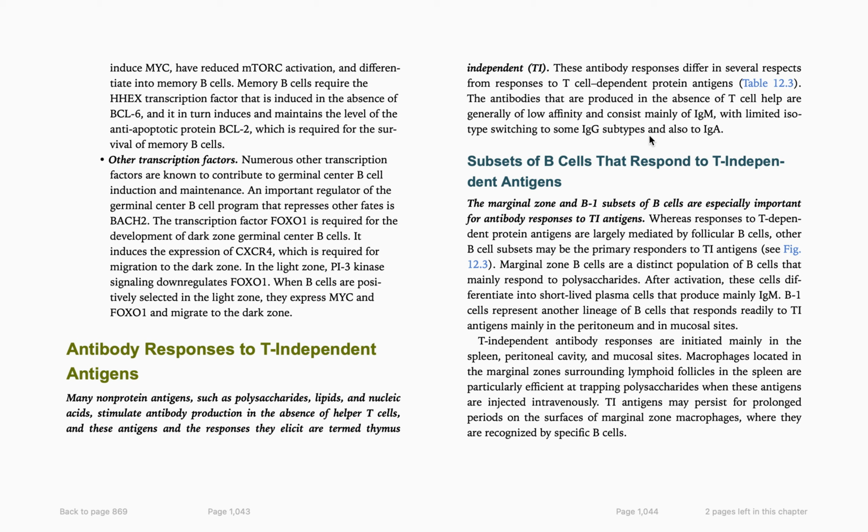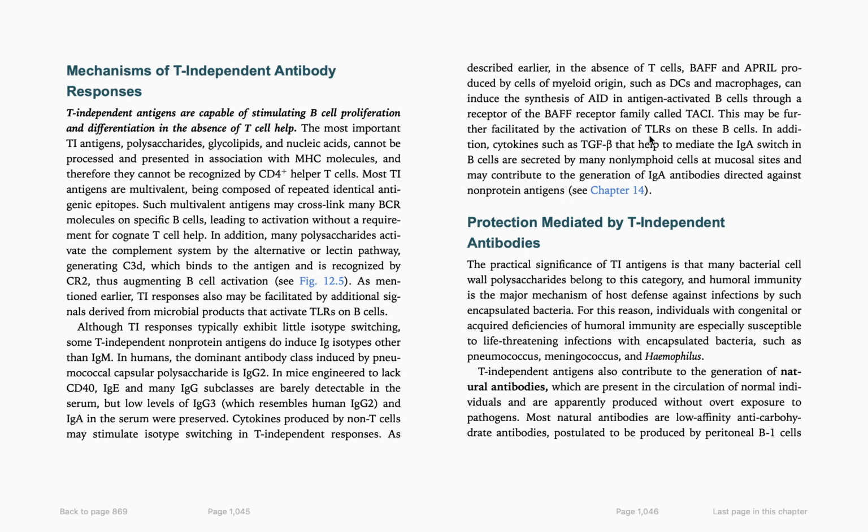B1 cells represent another lineage of B cells that respond readily to TI antigens, mainly in the peritoneum and mucosal tissues. T-independent antibody responses are initiated mainly in the spleen, peritoneal cavity, and mucosal tissues. Macrophages located in the marginal zones surrounding lymphoid follicles in the spleen are particularly efficient at trapping polysaccharides when these antigens are injected intravenously. TI antigens may persist for a prolonged period on the surface of marginal zone macrophages, where they are recognized by specific B cells.